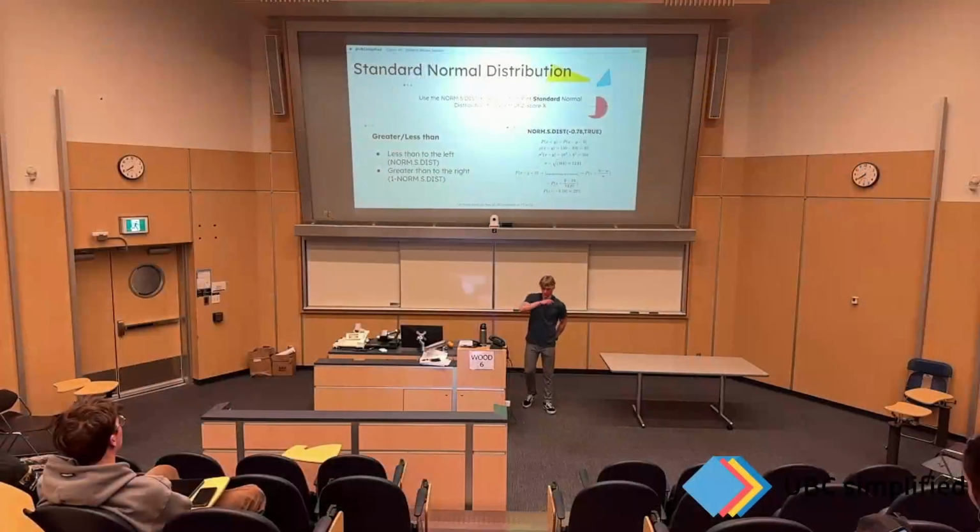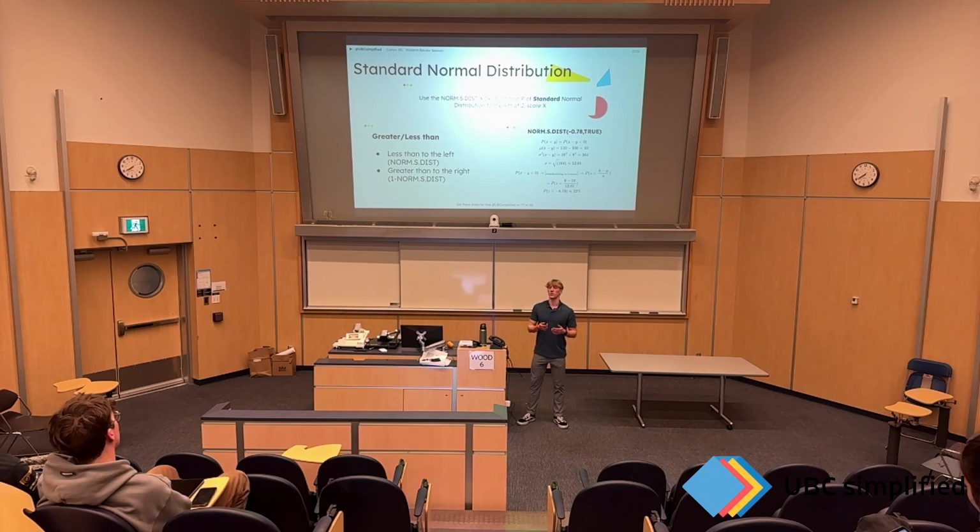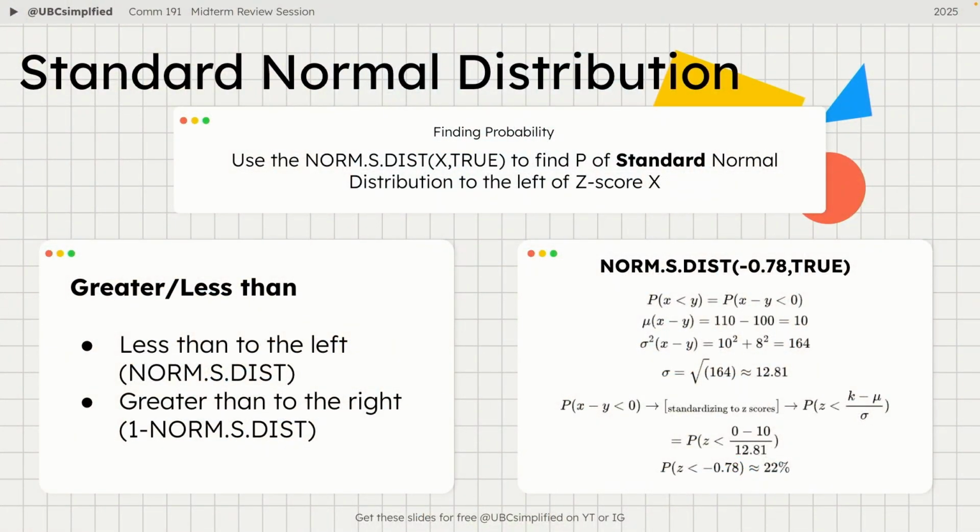Okay, so now what happens if we standardize something? Now we're using the norm.s.dist function. Because we've standardized it, we don't need to input the mean or the standard deviation, because when we standardize something, the mean is 0 and the standard deviation is 1. So this function just assumes that that is the case. We input the x value we're looking for to the left of, and it gives us the probability to the left of that.